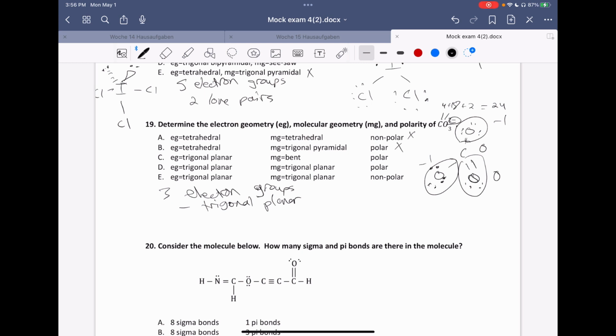And then there are 0 lone pairs. So we know that we can cross out C because if there are 0 lone pairs, the molecular geometry is the same as the electron geometry. And then we see that this is trigonal planar with all the same atoms bonded to the central atom. So all the dipoles are going to perfectly cancel, making this a non-polar polyatomic ion. Answer choice E.